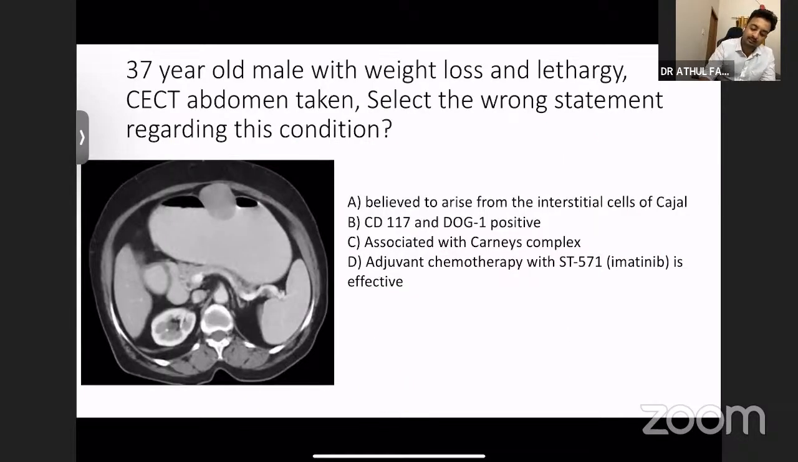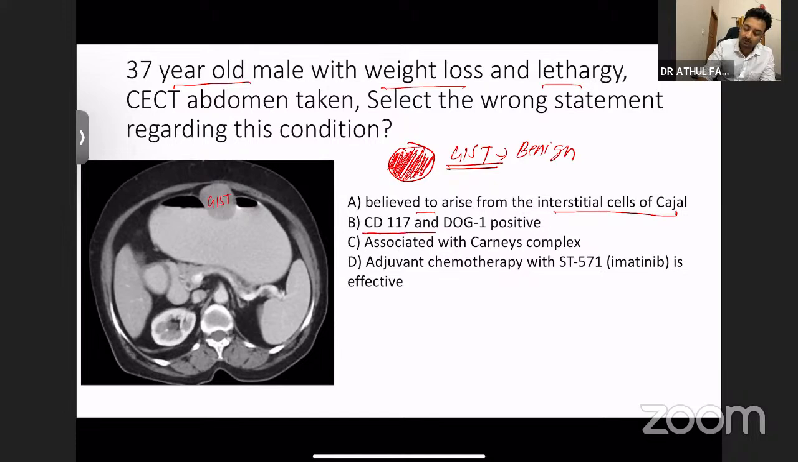Now coming to another case, this is a 37-year-old male presented with weight loss, lethargy. So CECT abdomen was taken, and you are seeing a lesion like this. It's a very smooth lesion from the bowel wall. So what is the diagnosis? If you read the options, you can understand the diagnosis. This lesion is believed to be arising from the interstitial cells of Cajal. You have to understand that the lesion will be seen as a very smooth exophytic lesion like this. It will be very smooth because it is usually a benign lesion.